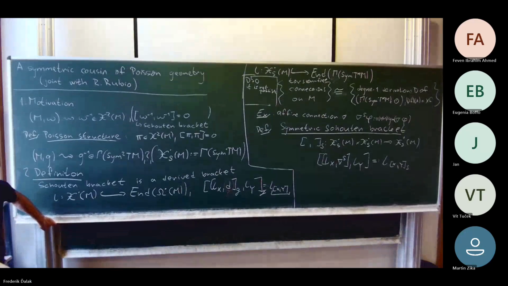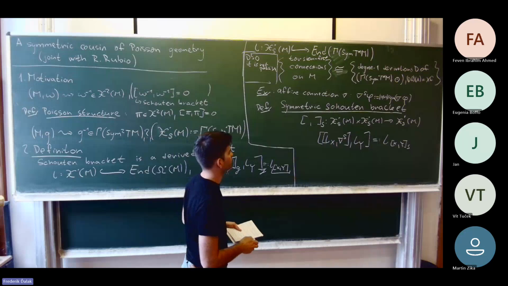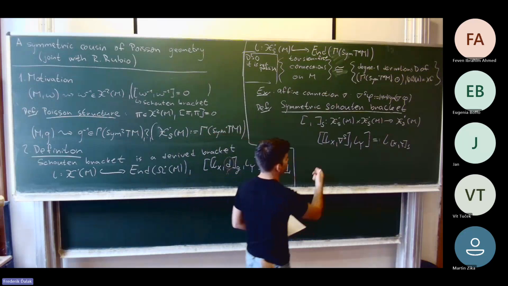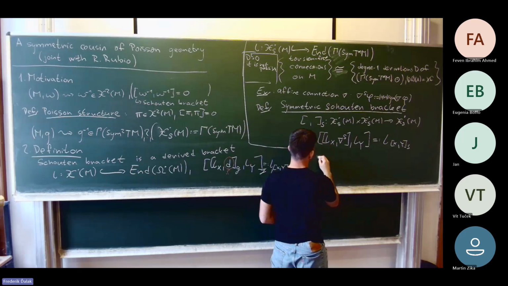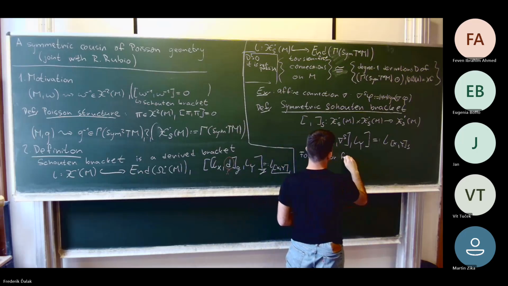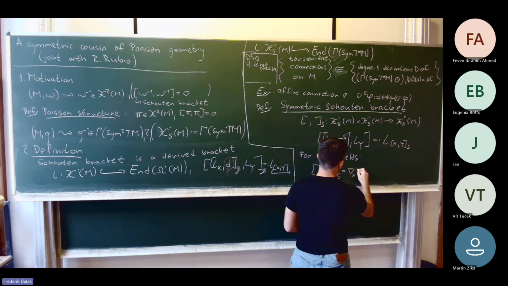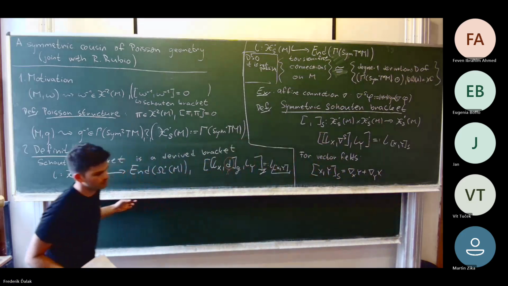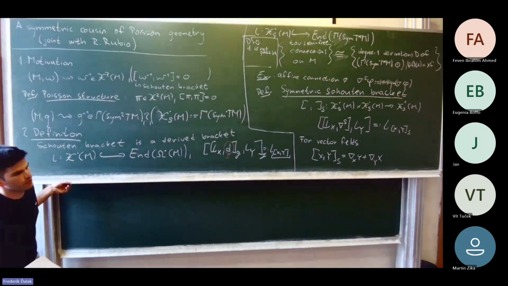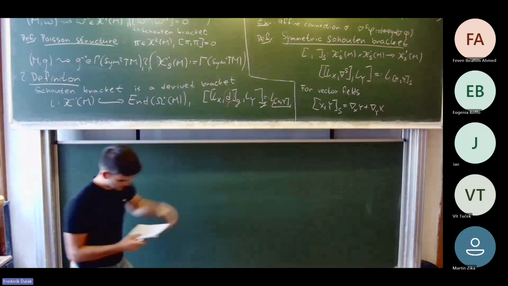Good. So we have this bracket, and just to have an idea of how this symmetric Schouten bracket looks, let me specify it for vector fields. The expression is just the symmetric part of your commutator, and it will be useful when we talk about symmetric Poisson structures.